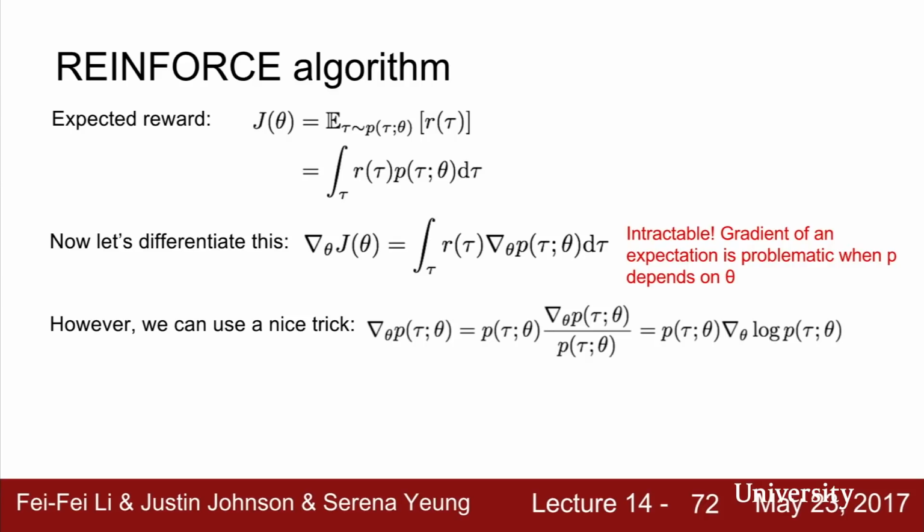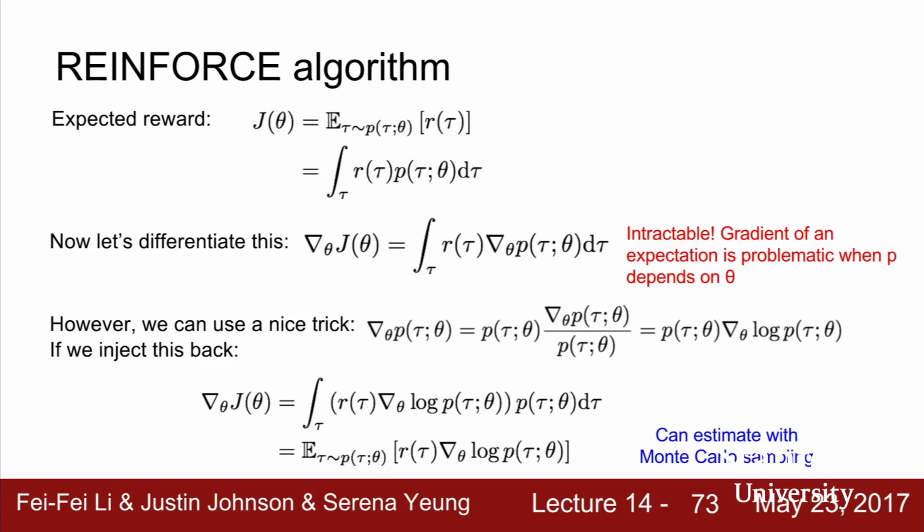However, we can use a trick to get around this. Taking the gradient that we want of p, we can rewrite this by multiplying by 1, multiplying top and bottom both by p of tau given theta. Then the terms on the left and the right are equivalent to p of tau times the gradient with respect to theta of log of p, because the gradient of log of p is just 1 over p times the gradient of p.